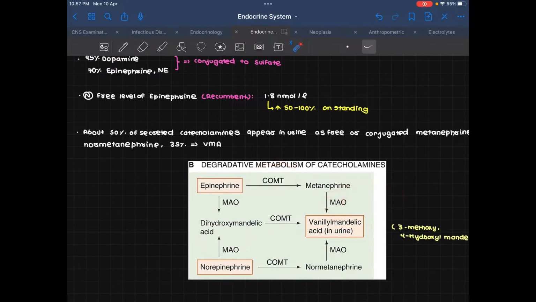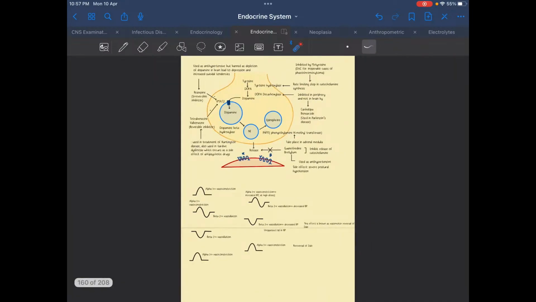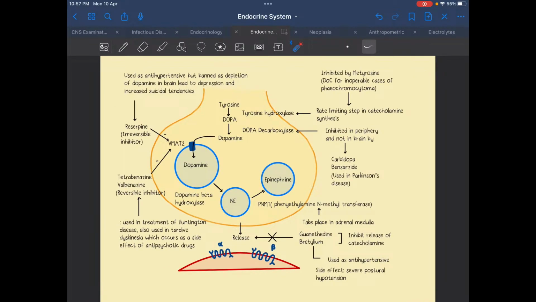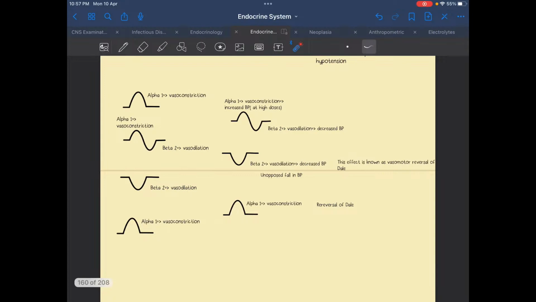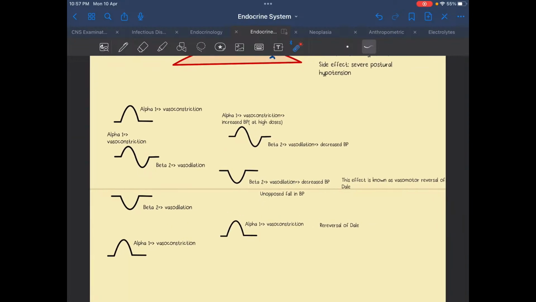And norepinephrine, it can either directly get converted into normetanephrine via COMT, and then again get oxidation via MAO. Ultimately, what is happening is VMA is increased in case of your pheochromocytoma. Okay? So this is what is happening. We've already seen that, and different drugs can act on this. Today that is mainly not our topic of discussion, so we're not going to discuss that. Okay? And in pharmacology you might have read.